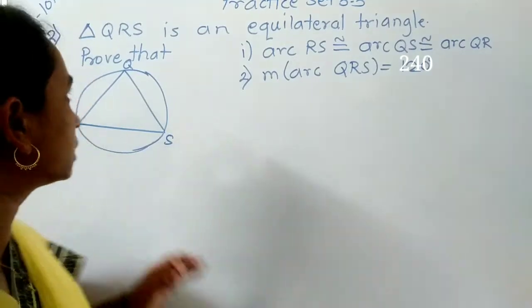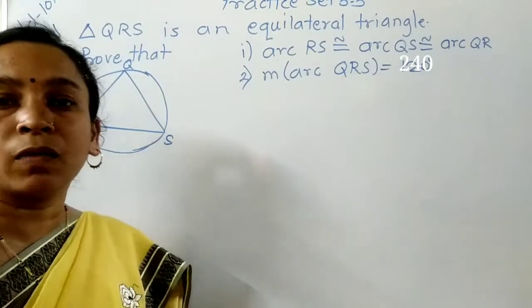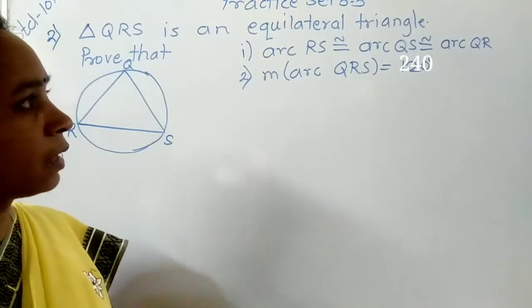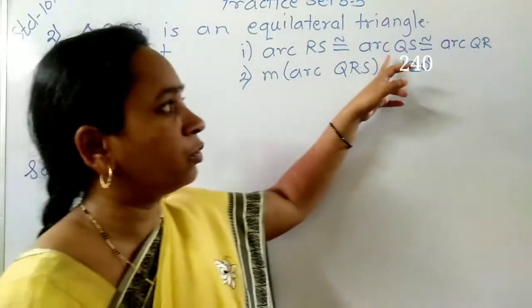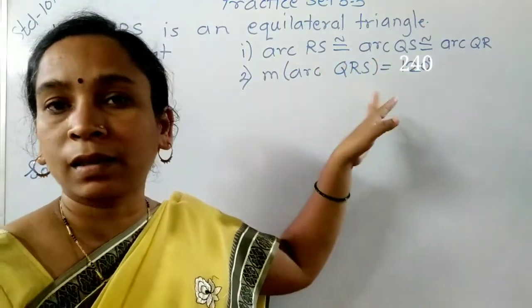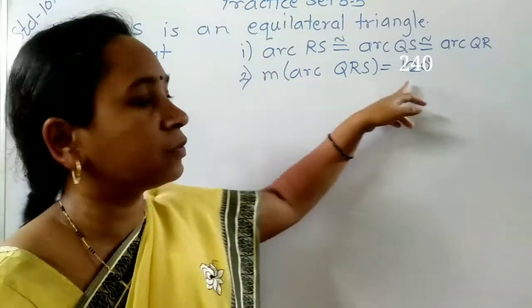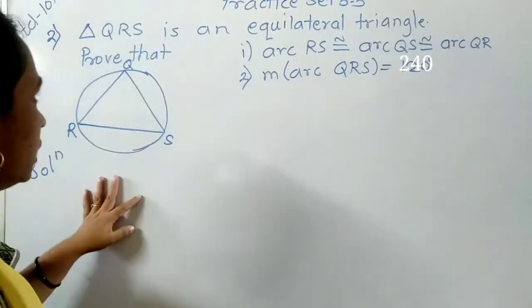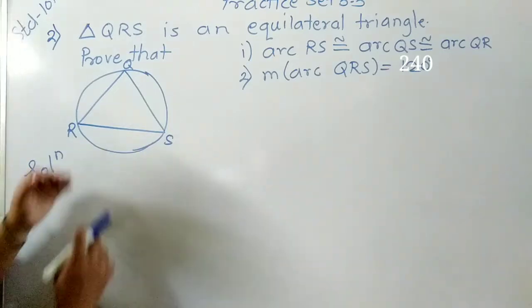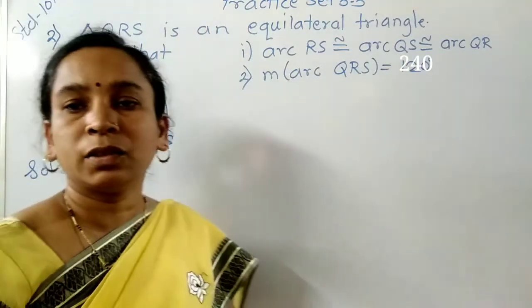Second example. In this second example, QRS is an equilateral triangle. Arc RS is congruent with arc QS, arc QR, all arcs are congruent, that we have to prove. Measure of arc QRS, we have to prove that it is 240. So to prove this, first we'll see what is given. QRS is an equilateral triangle.